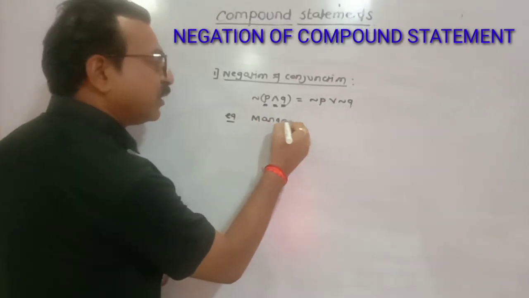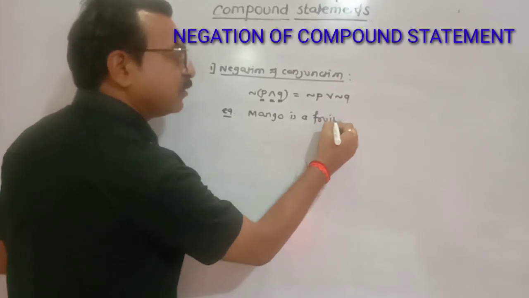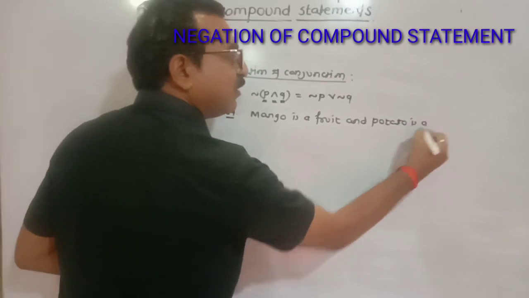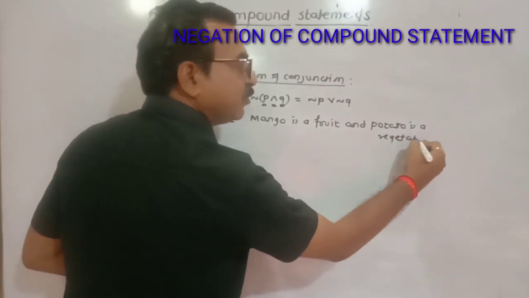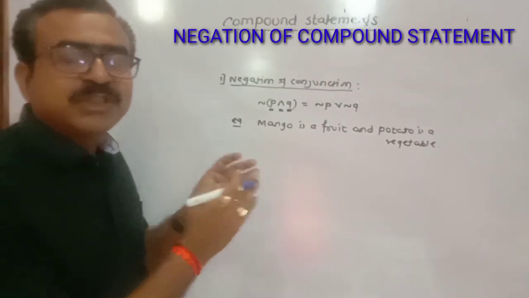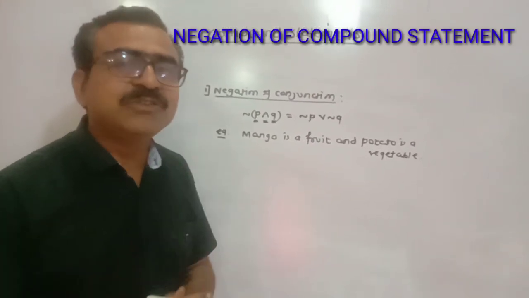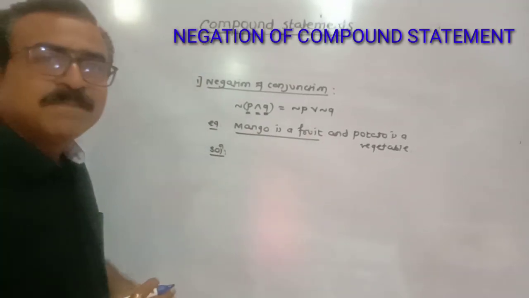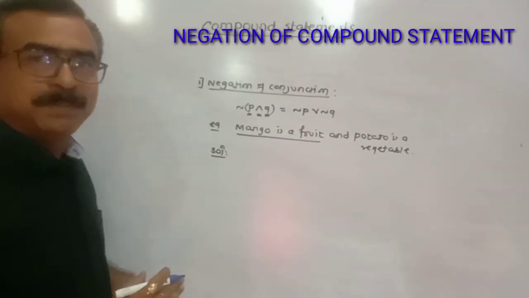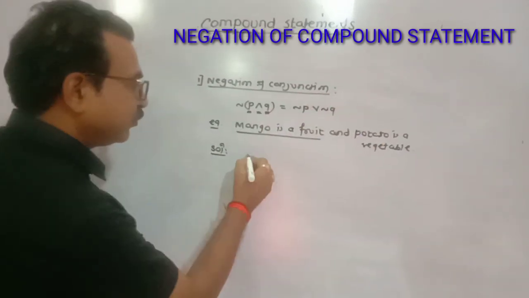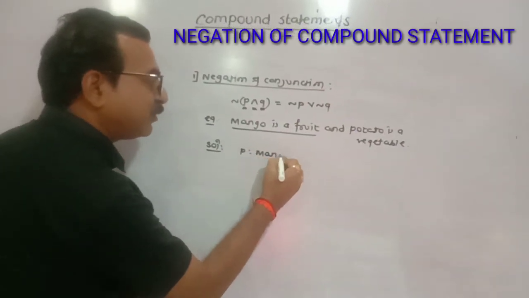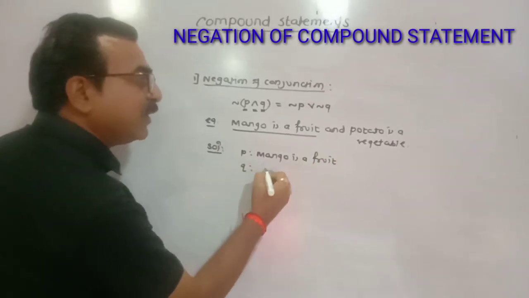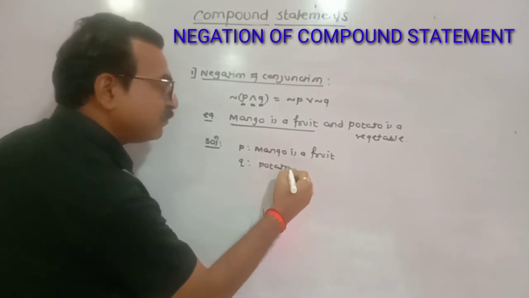Mango is a fruit and potato is a vegetable. So this is the example and your question is find its negation. Okay? Initially represent the first statement by P and second statement by Q. So P means mango is a fruit. Q means potato is a vegetable.